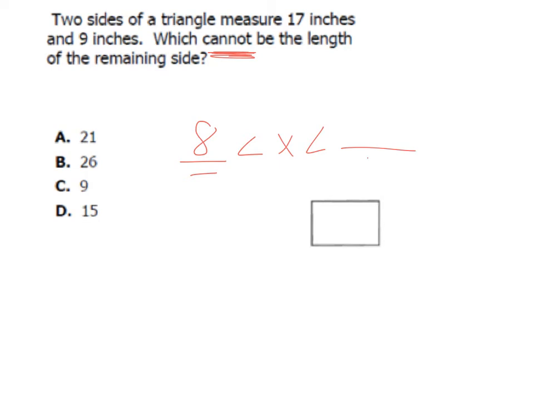And I'm going to also add them. 17 plus 9 gives us 26. We want the number that's not in between 8 and 26, which is going to be B, 26. Remember, those are strictly less than signs.